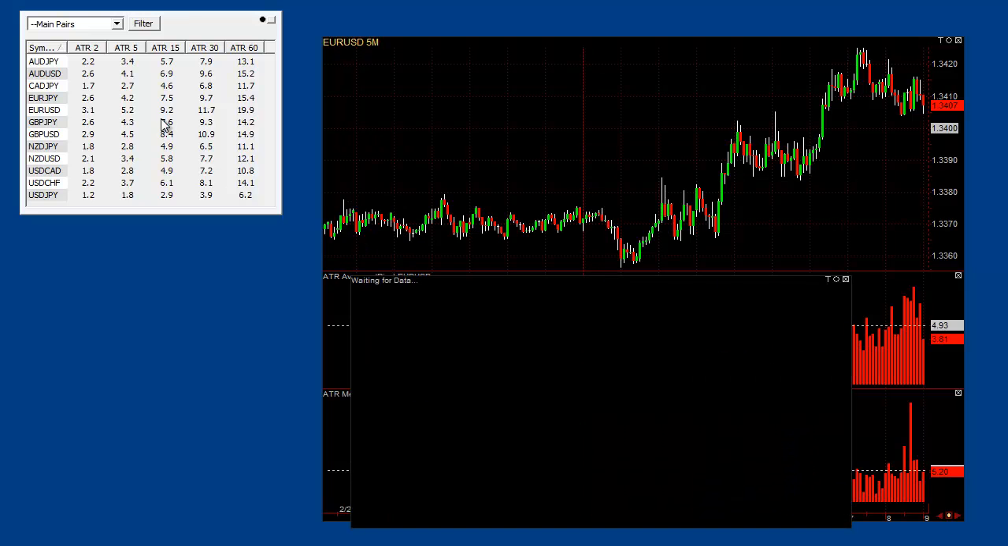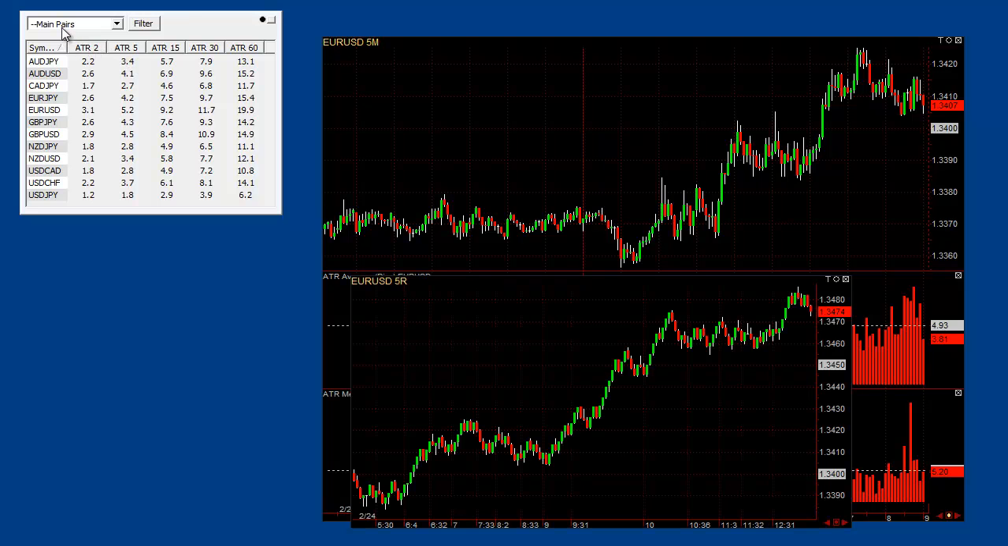And while that's loading, let me bring up the hot list over here. This shows all the major pairs, all the major currencies right here that we trade, and it shows you something very similar to this. It uses a slightly different formula to conserve resources because people have it up for more currencies and more time frames. But this shows you what a 2-minute bar does, 5-minute, 15, 30, and 60.